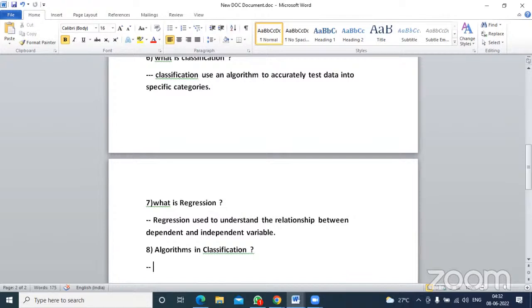Why are we calling these algorithms classification? Because they classify our output. For example, email spam or not spam. It helps us classify our output into categories. So these are the algorithms we are going to use for classification. What about k nearest neighbor, guys?